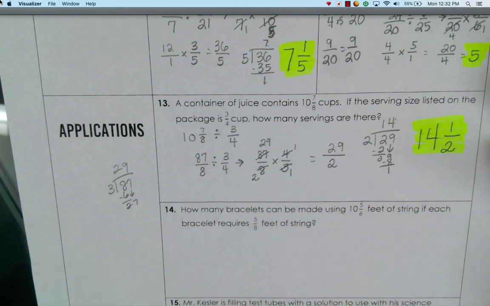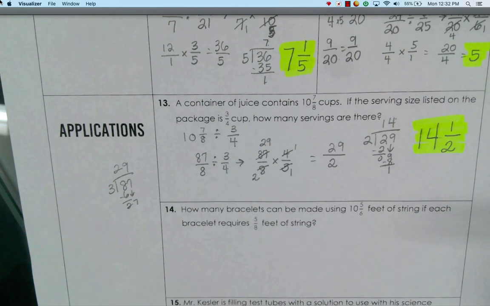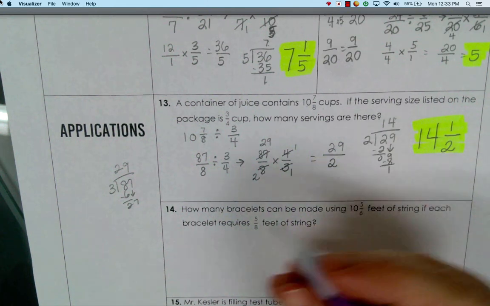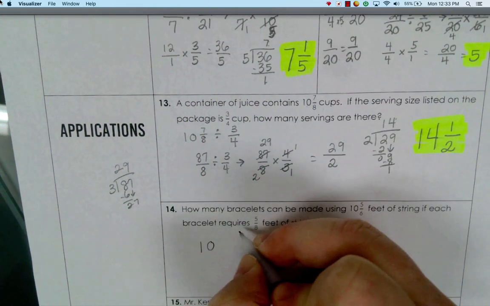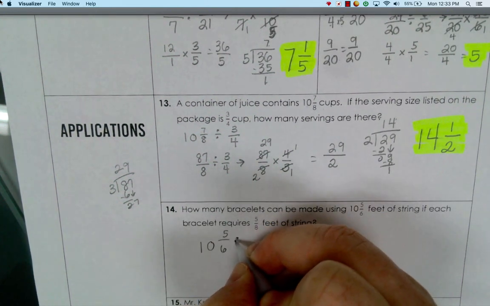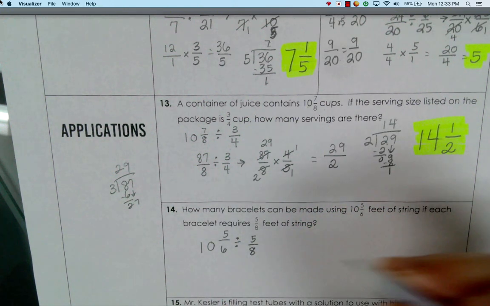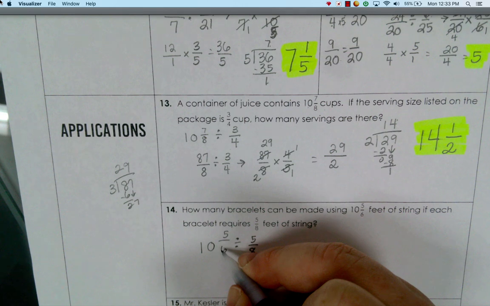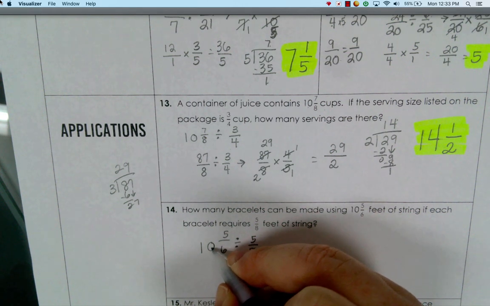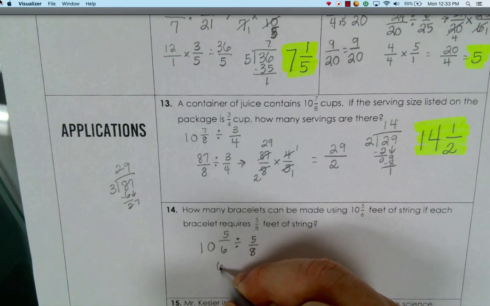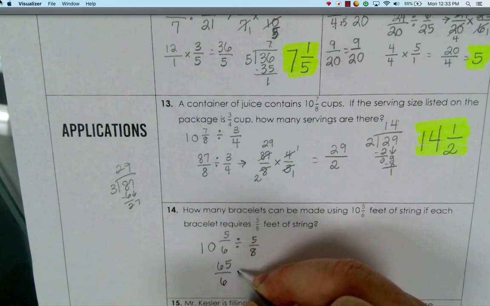And then how many bracelets can be made using 10 5/6 feet of string if each bracelet requires 5/8 feet of string? So what am I dividing up? Yeah, the string. So 10 5/6 divided by 5/8. Okay? So got to turn it to an improper fraction. 6 times 10 is 60 plus 5, 65/6. And then we're going to change, and then we're going to flip.